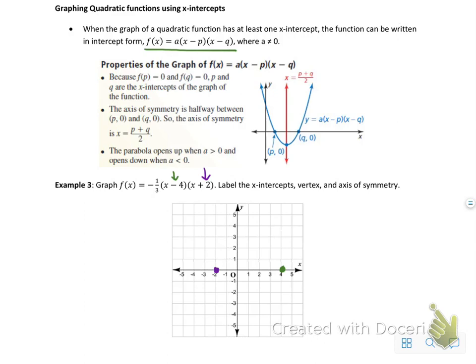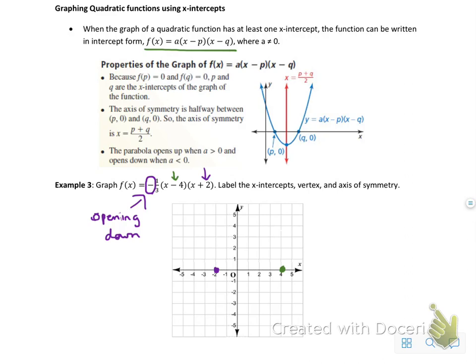Now, the same rule applies, we have to look at our A to see which direction we're going in. That A is a negative. So that means that we are going down. Negative means that it's opening down. It has to be because it's negative. So that's good to know. But we need to know the vertex because we need to know the highest point of this graph.